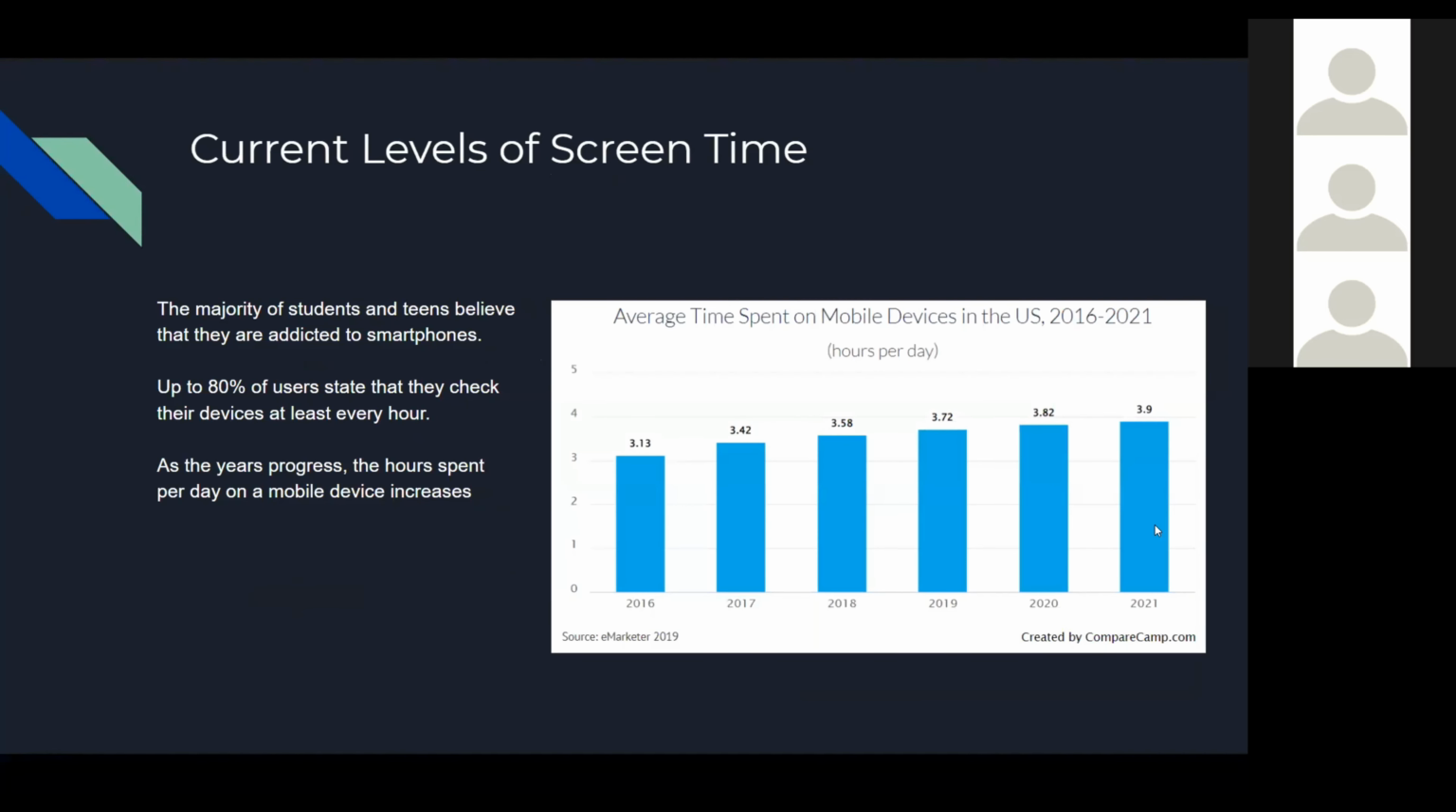The majority of students and teens believe that they are addicted to smartphones, with up to 80% of users stating that they check their devices every day. This statistic shows that as the years progress, the higher the average time spent on screen, with up to 4 hours.